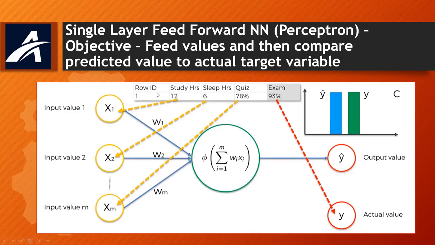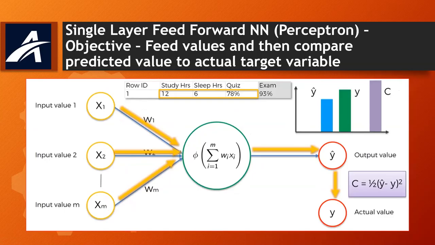So this guy, row number one, studied 12 hours, slept 6, and got 78%. If we had several rows, we could build a network that could make a prediction of the quiz result. The real value here is 93%, and the predicted value is 78%. The difference between 93 and 78 is still large, so you want to optimize by reducing this difference. You can build a network to help you reduce this difference.